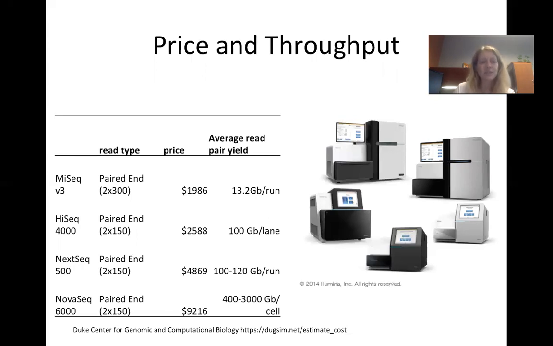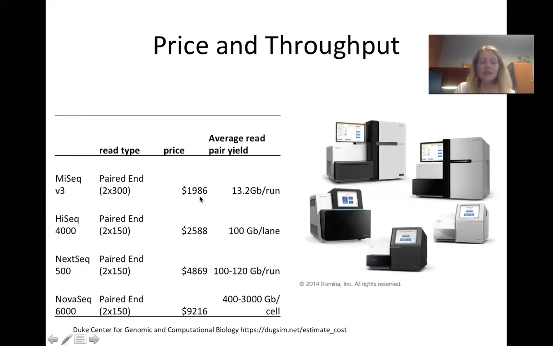We're on the version 3 chemistry. The great thing about this instrument is that you can get reads up to 300 base pairs long. So quite a bit longer. That's the maximum length that has ever been offered on an Illumina instrument. So 300 bases is great. Here we see 13.2 gigabases per run.